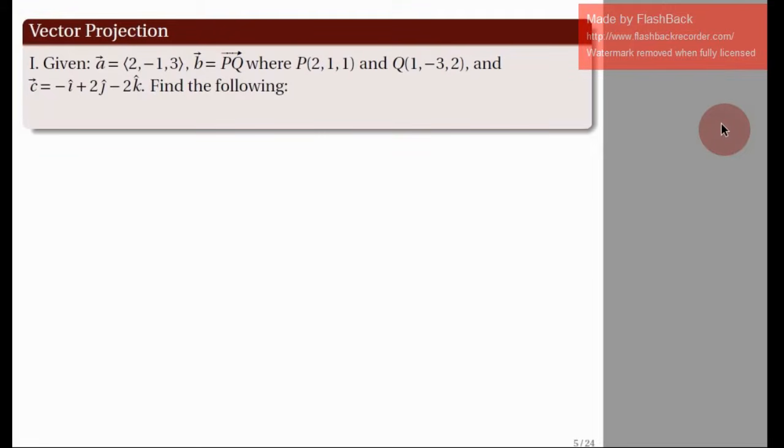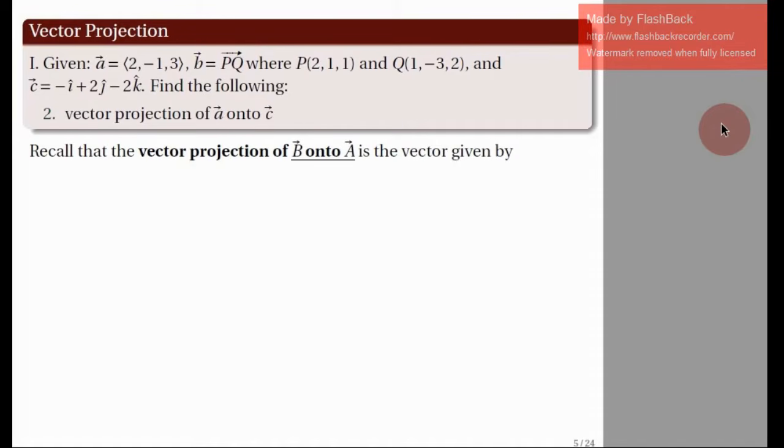Alright, so for our next item, we still have the same given, but this time we are to find the vector projection of vector A onto vector C. Before we answer this item, let us first recall what the vector projection is. So the vector projection of some vector B onto another vector A is another vector. So it's a vector, and it's given by this formula.